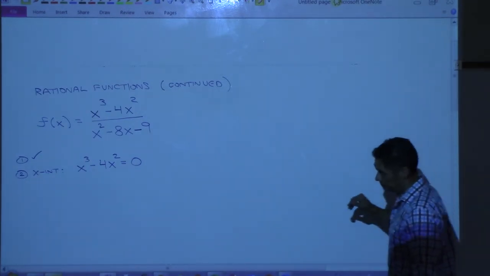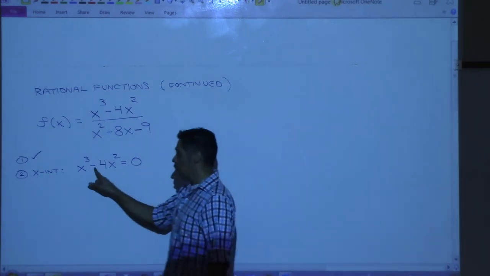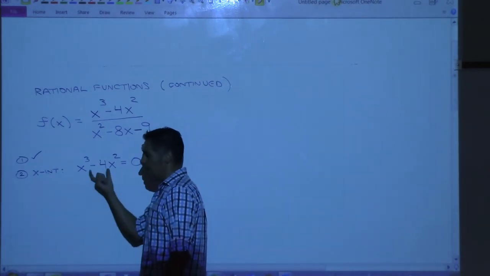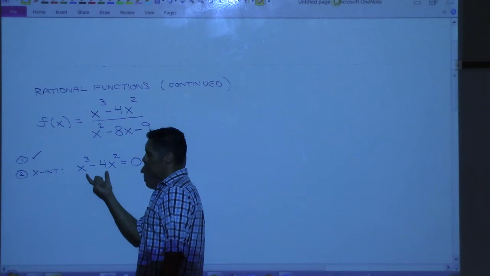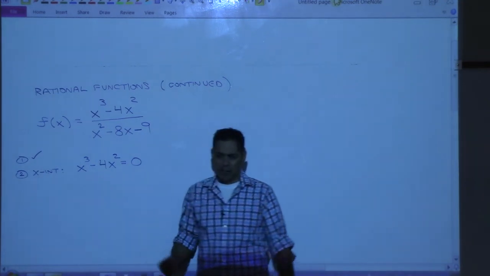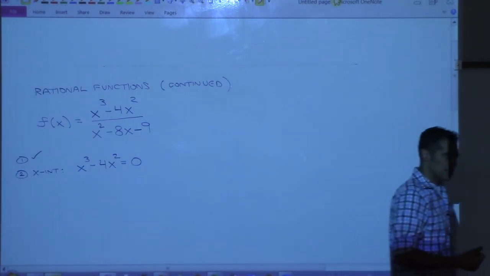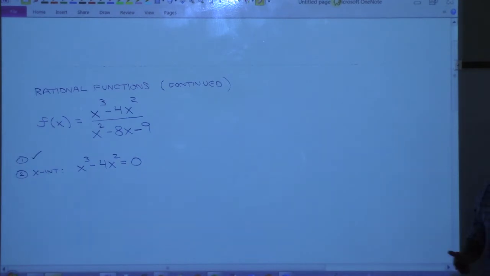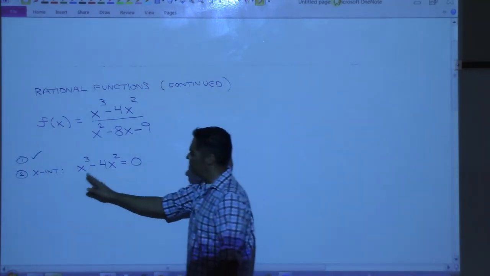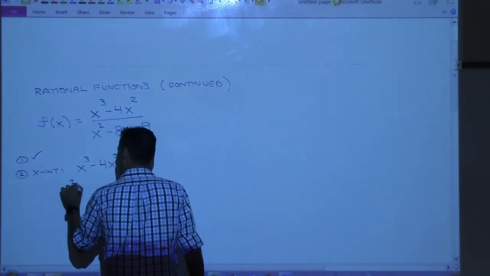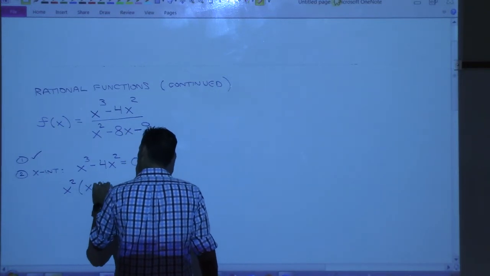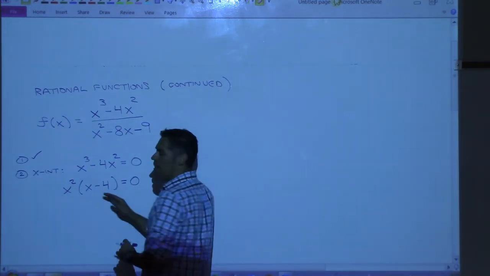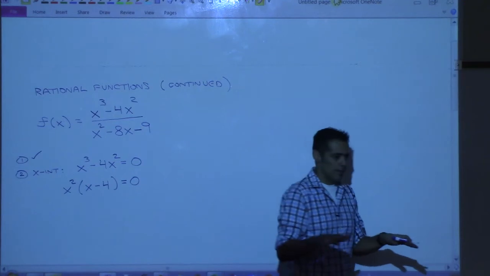What's that? If there's multiplication, we could set them both to 0. We don't have multiplication yet. How do we create multiplication, though? GCF, greatest common factor. What can you pull out of both of these? X squared. So we factor an x squared out. And now you can set each of those factors equal to 0.